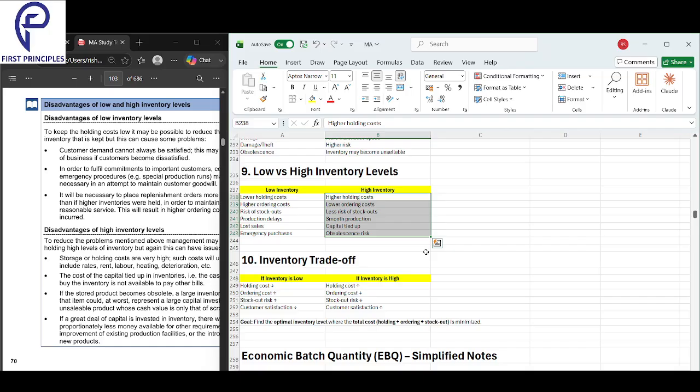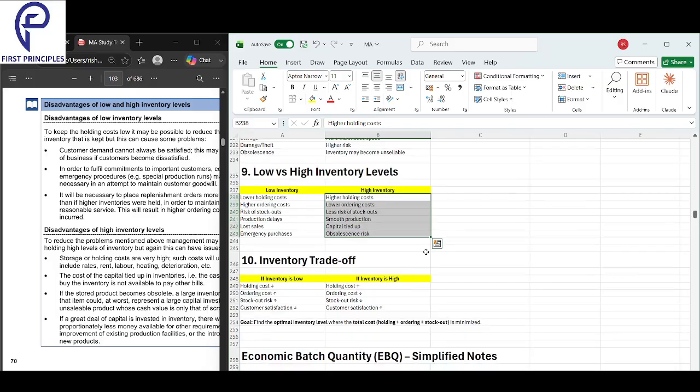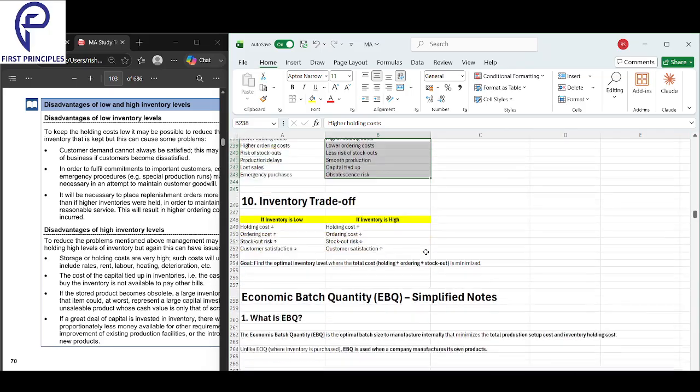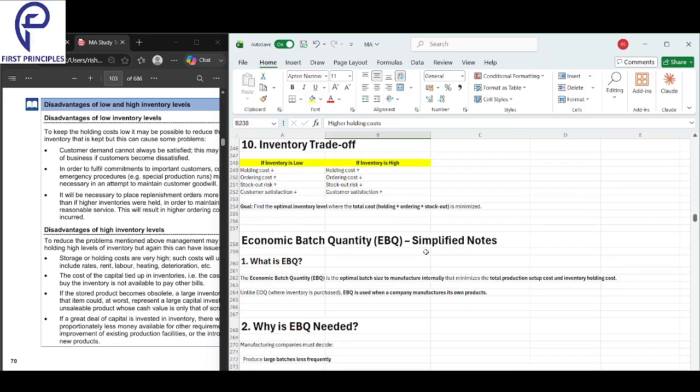So that is about low inventory and high inventory. High inventory means high holding cost, low ordering cost, less risk of stockout, smooth production. A lot of capital will be tied up and it can get obsolete. If you're unable to sell it, it will get obsolete.